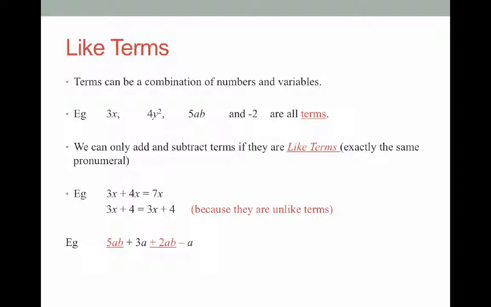We have 5ab and 2ab. We can add those together. We can't add them with the 3a and the minus a because they're just a's without the b's. So if I add those two together, I get 7ab.